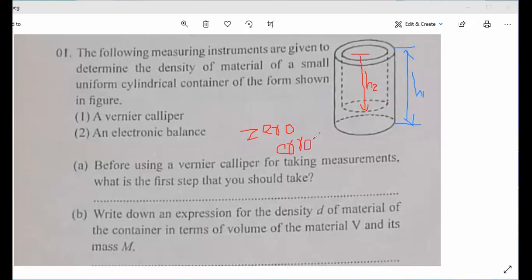So what are the measurements that you want to take here? Height of the cylinder within brackets H1. Depth of the hole within brackets H2. Third one, zero error within brackets simple E. Zero error within brackets simple E. Okay, dear? Right. So then let's go to the next question.